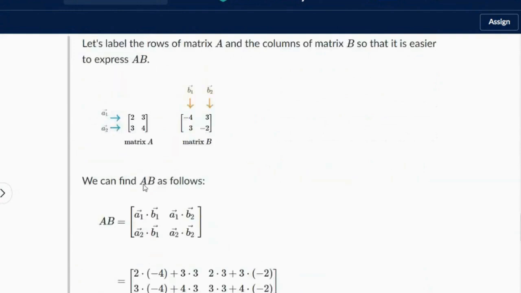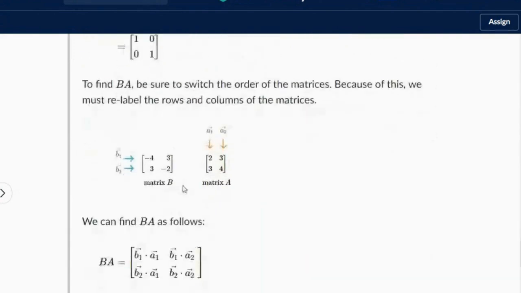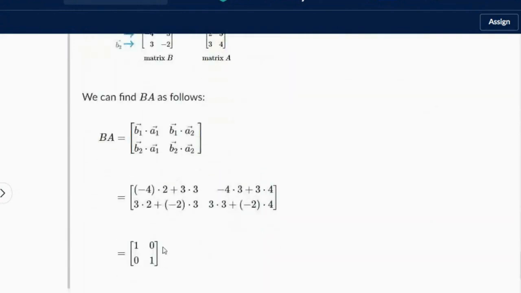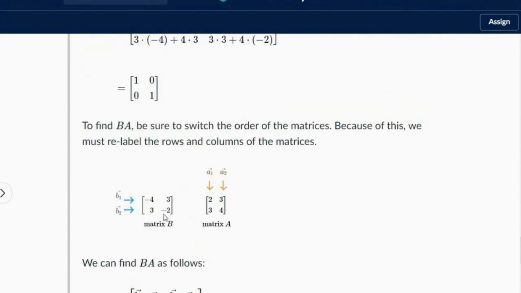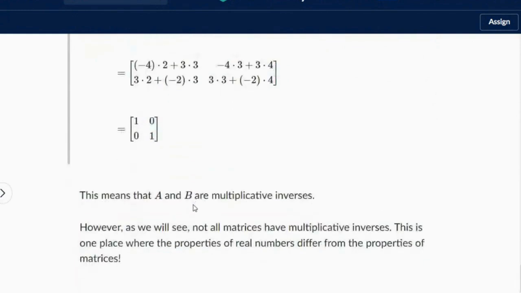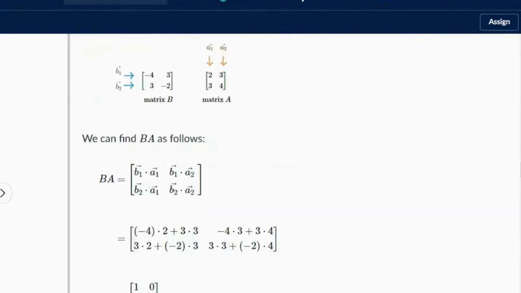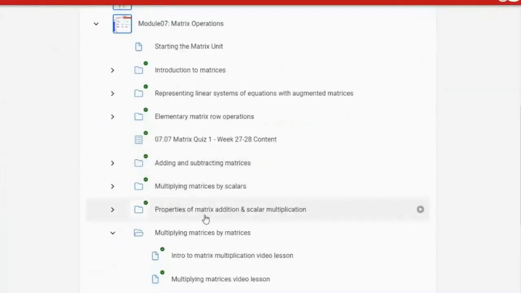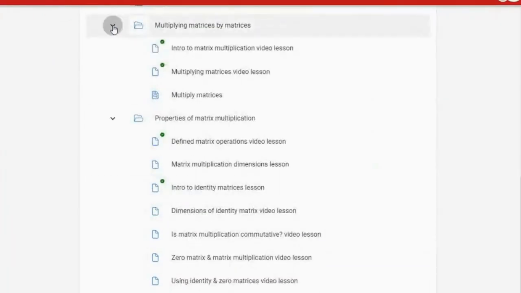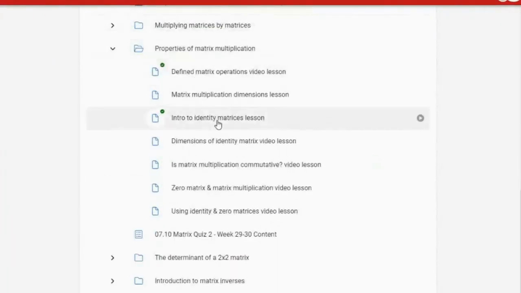And that's AB. Let's see if BA works the same way. And BA works the same way. In this case, they're both 2 by 2s, so they can be multiplied in either order, and they end up as multiplicative inverses. So the main thing is just to understand what an identity matrix does. It doesn't change anything because it's like multiplying by 1. All right, I'm going to close this folder for now. That was the identity matrix.